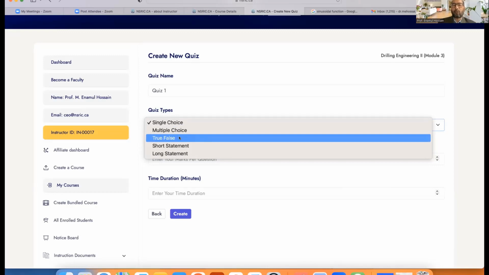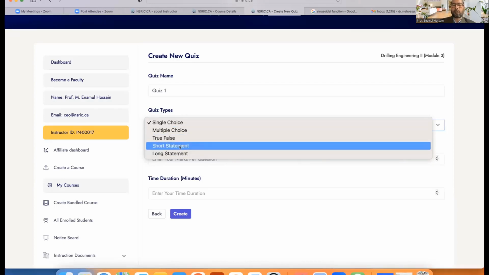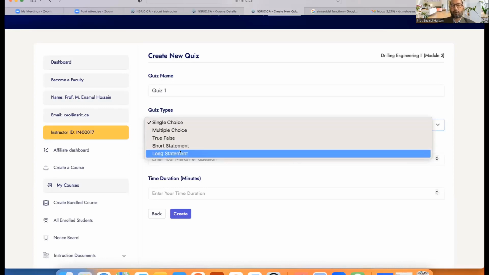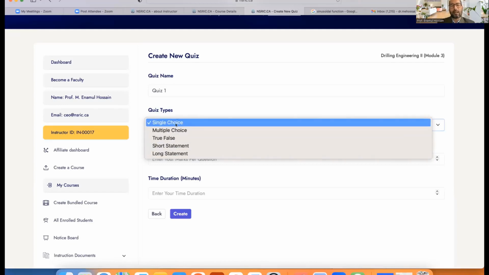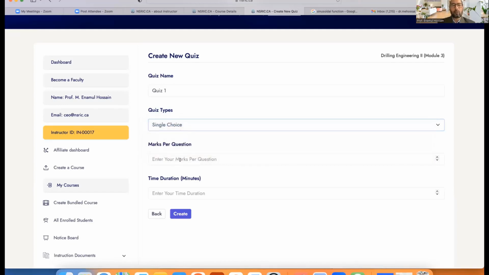True or false is very straightforward. The statement that you are putting for the test is either true or false. Short statement and long statement, normally these two are for exams, but you can also set them for the quiz. There is no solid rule or policy from our side. You can choose any one of these. Let's say single choice. So mark per question, let's say 2 marks per question. It's up to you. We are not imposing any rules and regulations on you.